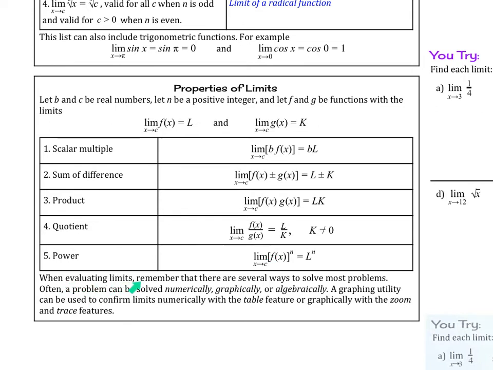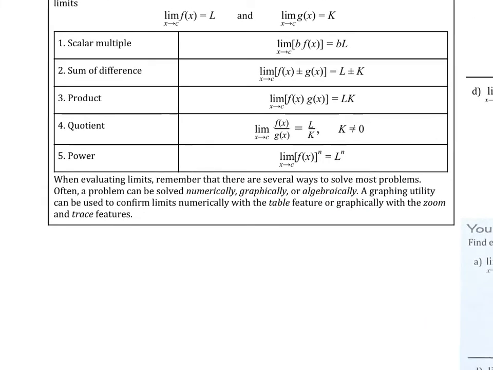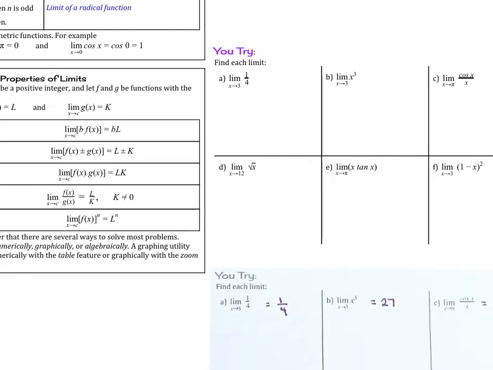When evaluating limits, remember that there are several ways to solve most problems. Often a problem can be solved numerically, graphically, or algebraically. A graphing utility can be used to confirm limits numerically with the table feature, or graphically with the zoom and trace features. I will show you how to do that in Desmos using Screencastify, so you'll be able to see how to plug it into Desmos, how to get the table out of that, and then how to edit the x values so you can get the y values that you want.